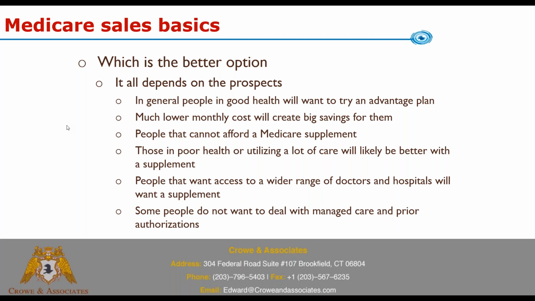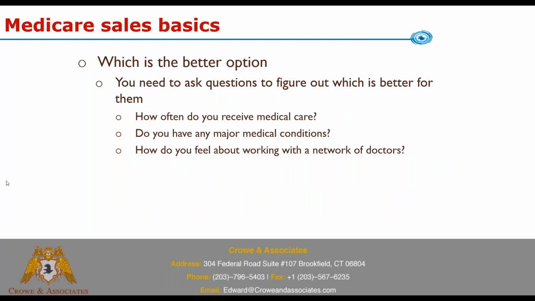People that want access to a wide range of doctors and hospitals a lot of times will go to a supplement because they can go pretty much where they want. And then sometimes there's people who like the idea of an Advantage Plan, but they don't want to deal with managed care, prior authorization, that kind of thing. So they'll go original Medicare and a supplement. But really, it depends on the person, quite honestly, to tell which one fits them best.